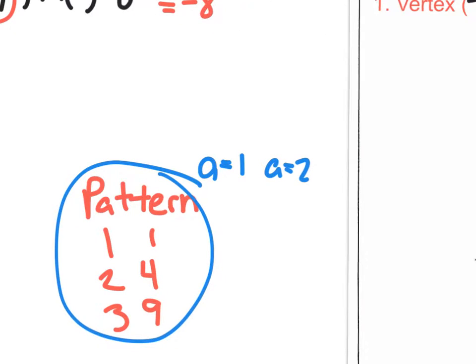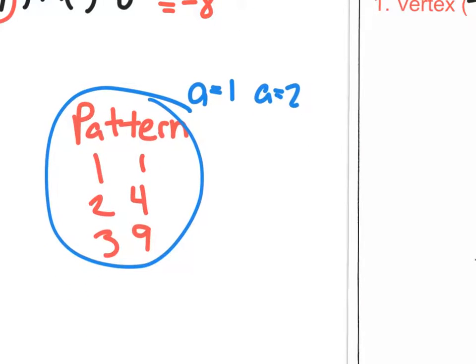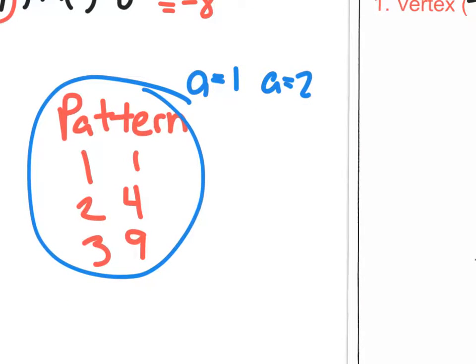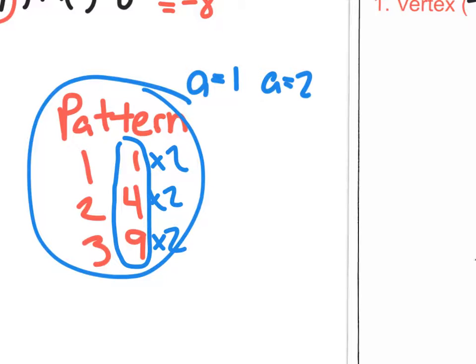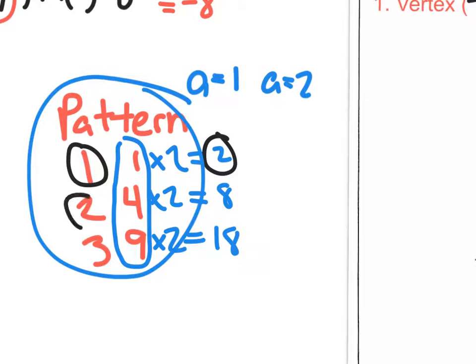let me move this out of the way. You could actually modify the second set of numbers by multiplying them by 2, and you would get 1 times 2 is 2, 4 times 2 is 8, and 9 times 2 is 18. So technically you could use the pattern, but it would be a modified pattern of 1, 2 instead of 1, 1, of 2, 8 instead of 2, 4, of 3, 18 instead of 3, 9.